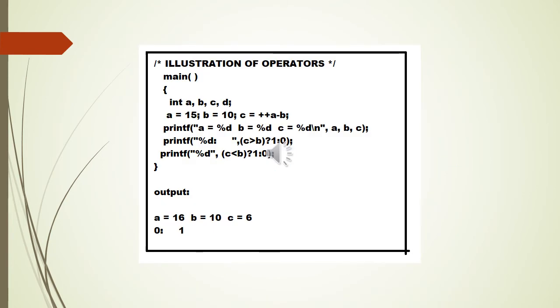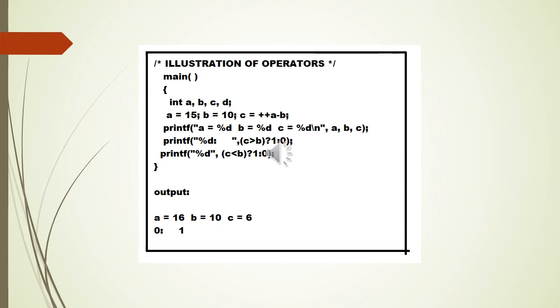Illustration of operators. Here this is a simple program where a, b, c, d are of type integer, and I assign the value of a as 15 and b as 10, and c = ++a - b. ++a means a = a + 1. First it will become 16, minus b means 10. 16 minus 10, c value is stored as 6. So print a, b, c. First it will print the values of a, b, c. a is 16, b is 10, and c is 6.